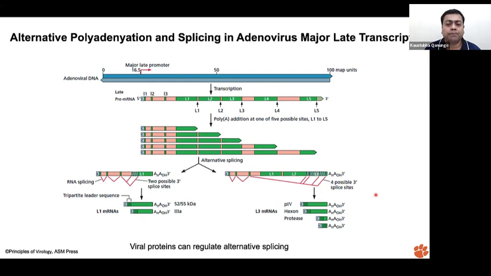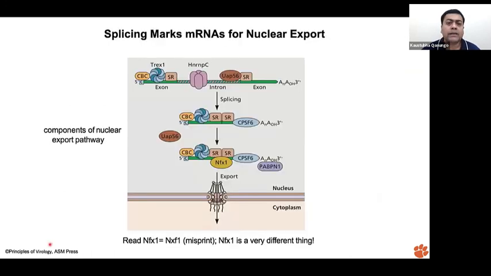Also, along with that, the splicing also marks these mRNAs to be exported from the nucleus into the cytoplasm, which is where the ribosomes are for the translation. So the next one we are seeing right here is that splicing marks the mRNAs for nuclear export. And again, there are lots of different names and proteins, and all of them are not required. Just an overview of the process, if you understand that, that's great.